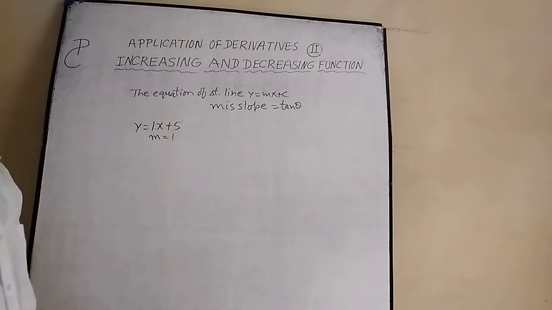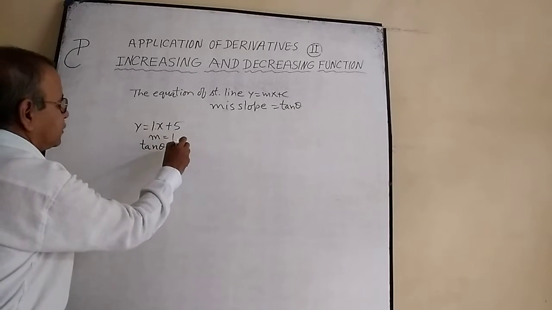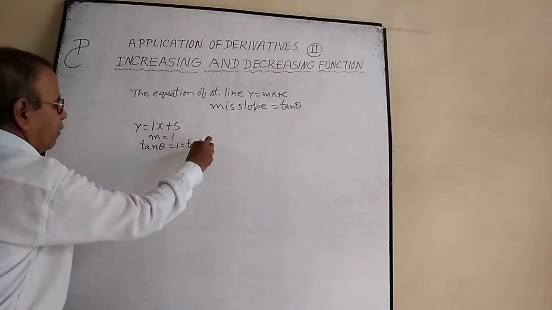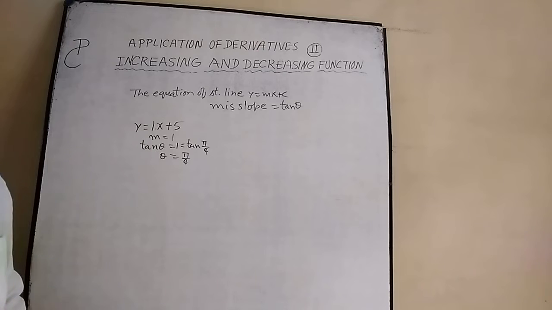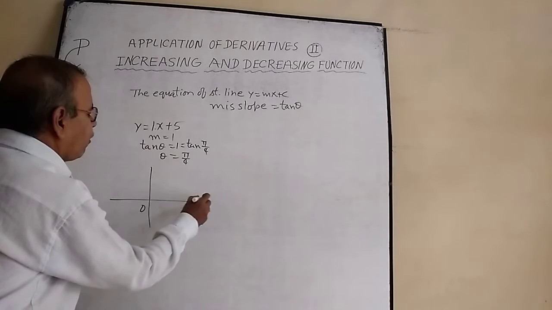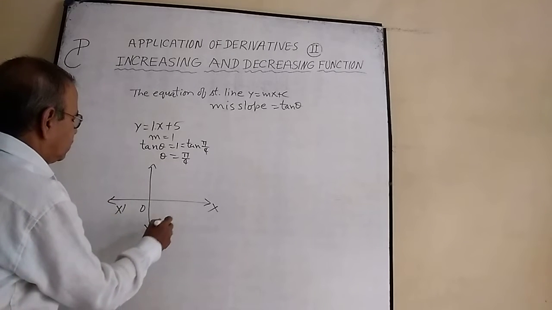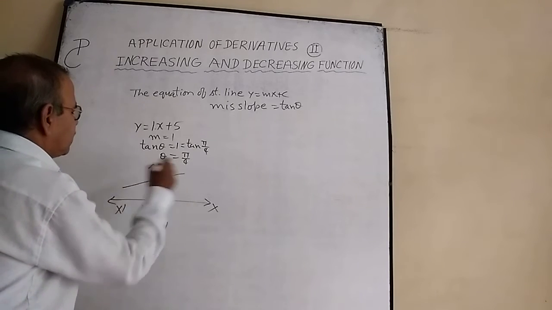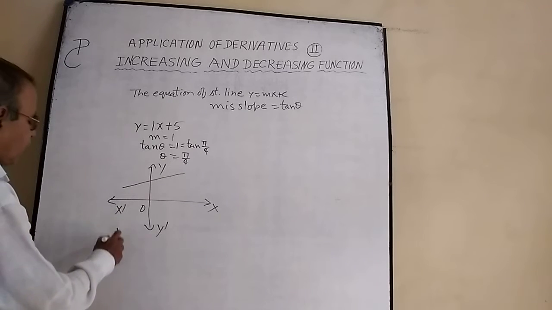So m is equal to 1. m is equal to 1 means tan theta is equal to 1, and tan theta is equal to 1 means tan pi by 4. So theta is equal to pi by 4. So approximately we can say the graph of this straight line is just like this. This is the case of increasing.